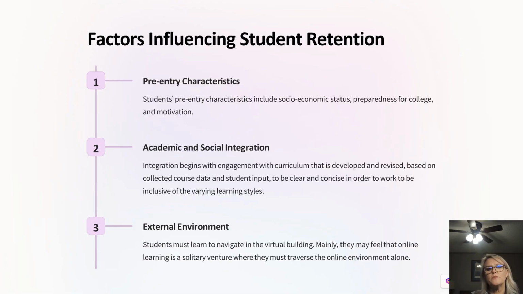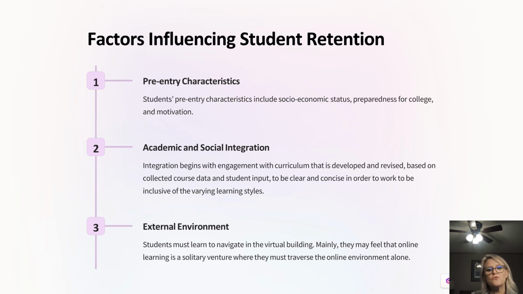Factors influencing student retention. There's pre-entry characteristics. Students' pre-entry characteristics include socioeconomic status, preparedness for college, and motivation. Students may not come from an economic background where they've had a lot of technologies or tools or even an educational valued background. Preparedness for college: oftentimes students didn't do well in their secondary education, so they're underprepared for college. And then motivation. Maybe sometimes that frustration can hinder their motivation.